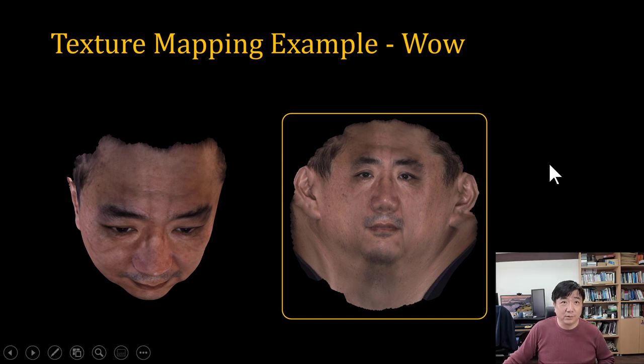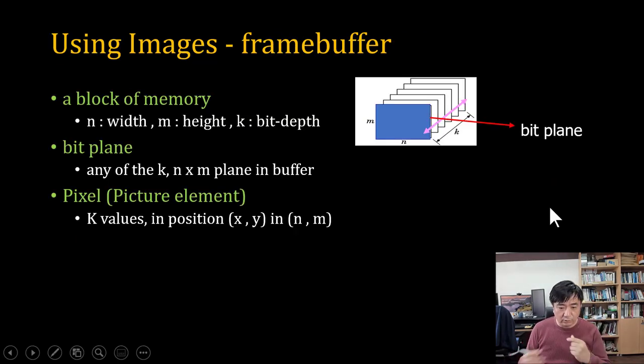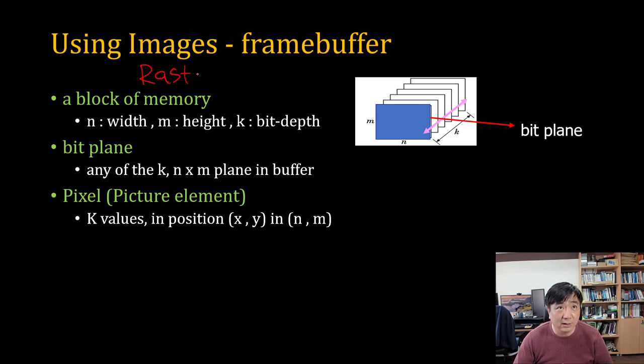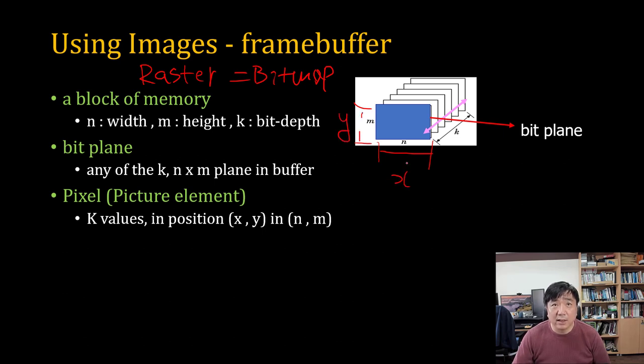Okay, let's go to the next topic. To understand texture mapping, we should understand images. In texture mapping, image means, of course, a raster image, in other words a bitmap image. I said that the frame buffer is a memory block that stores an image. So we can think of the frame buffer like this. The width of the image is n, and the height of the image is n. Then we can set the x dimension and y dimension, and there is some k bits, which we call the bit depth, or bit planes.